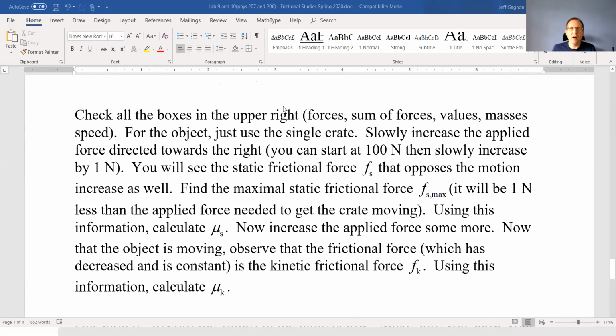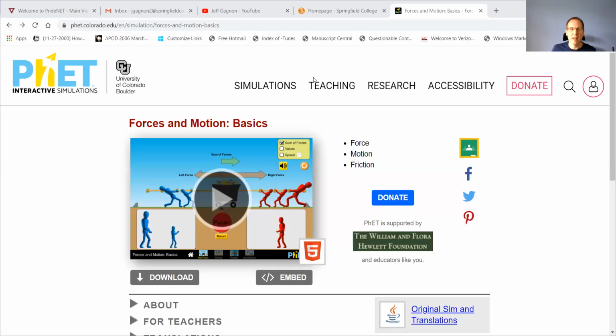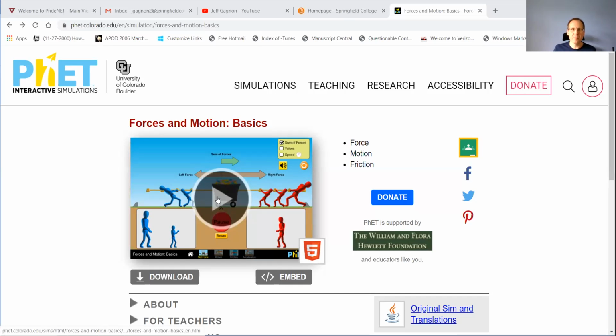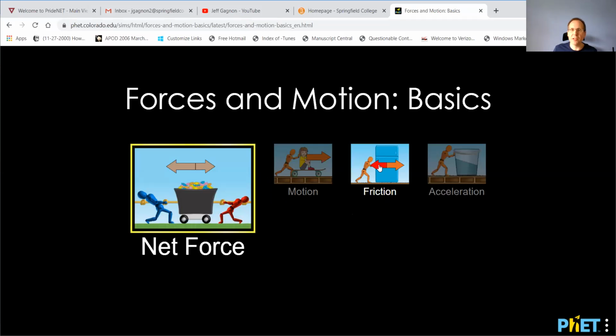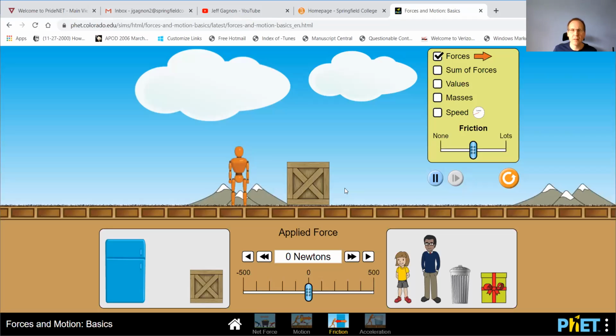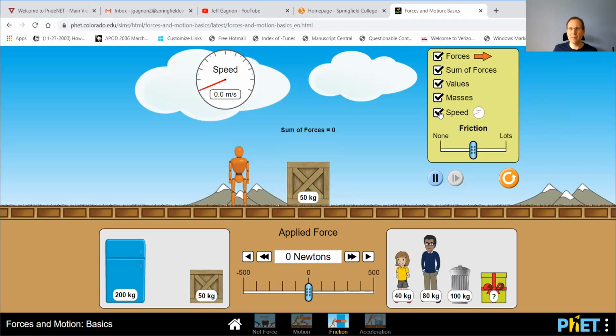And then you want to follow these instructions here, but let me go to the simulation site so I can explain this to you. Okay, so forces and motion, basics. Click on it. Now we're going to click on friction. And what I want you to do is turn on all these options here, so just put all check marks in there. For the object, you're going to leave just the 50 kilogram crate.